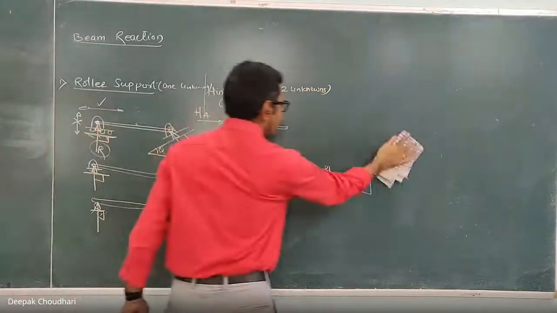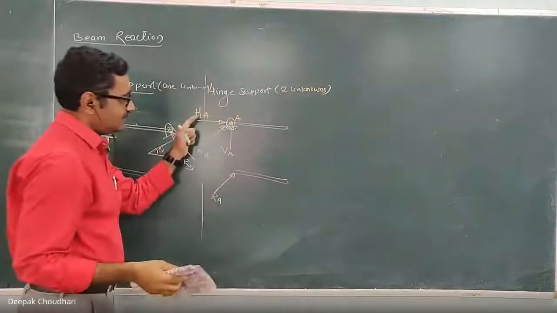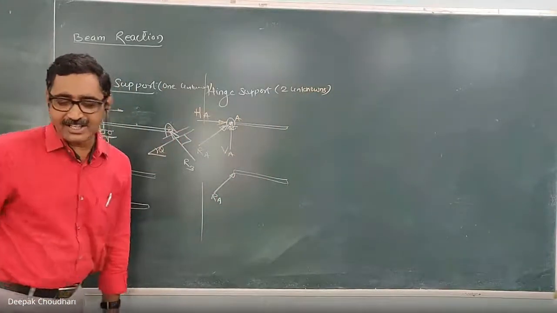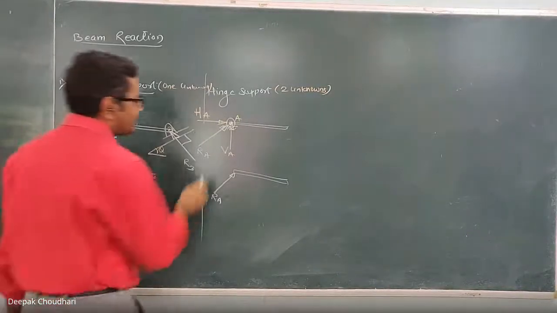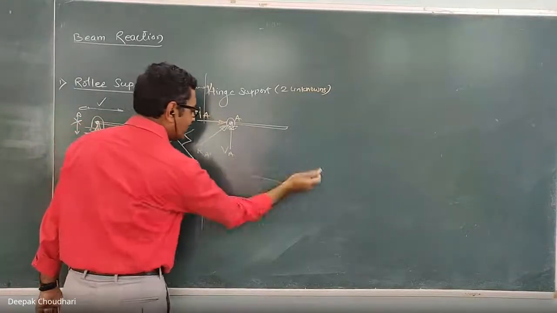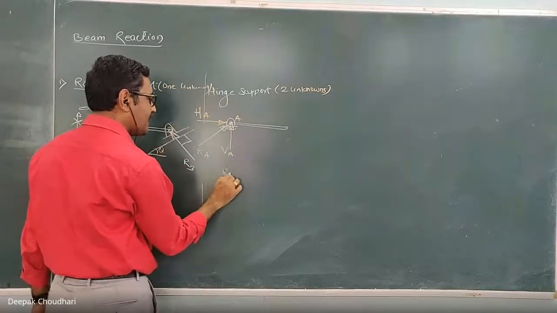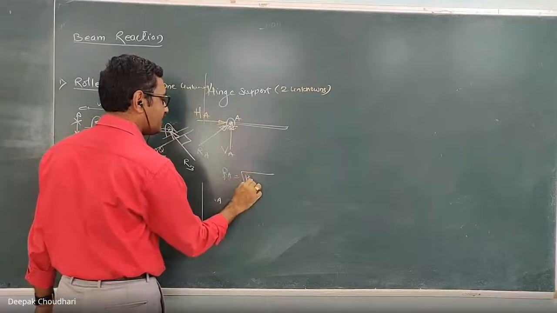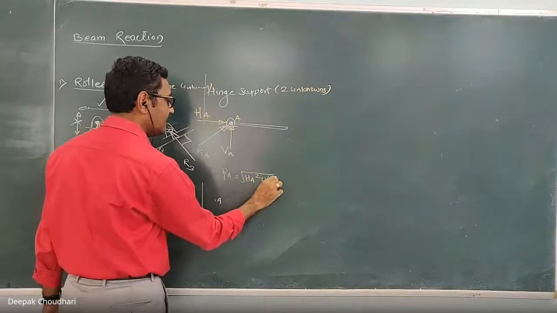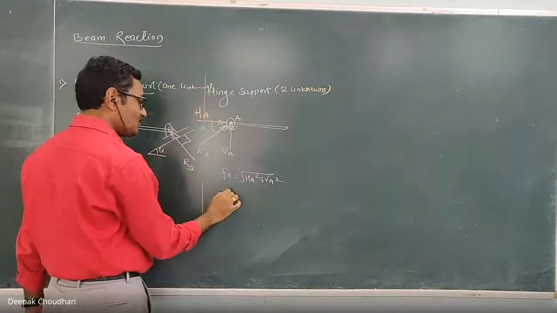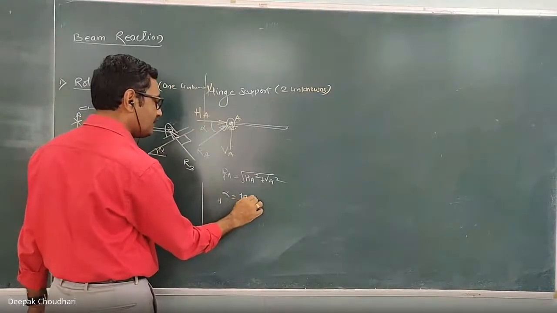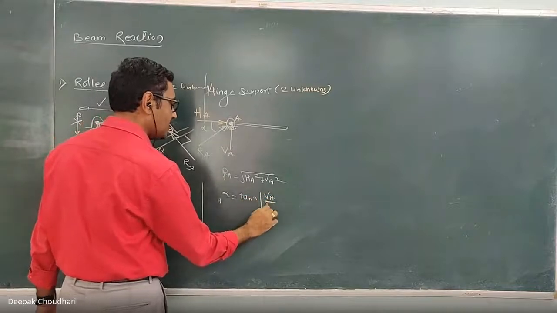Understood? Now, how to calculate this HA and VA, the horizontal and vertical components of the reaction? You can get them by using the conditions of equilibrium. How to get RA? Since this is the resultant of these two, RA can be calculated as RA equal to the square root of HA square plus VA square. This is the resultant reaction at A, and its inclination, let us denote it as alpha. So alpha equals tan inverse of mod of VA upon HA.